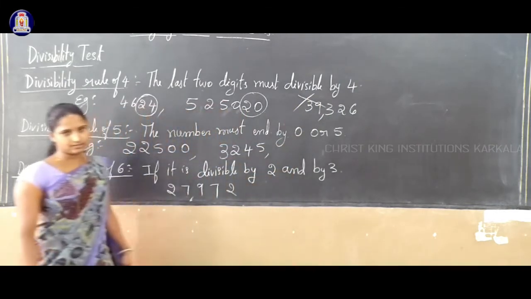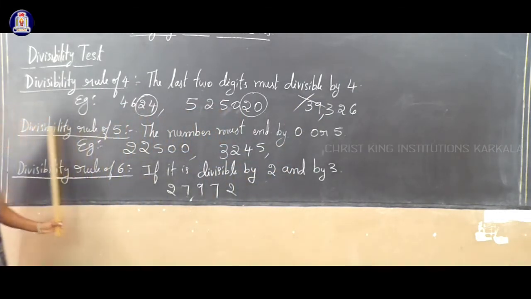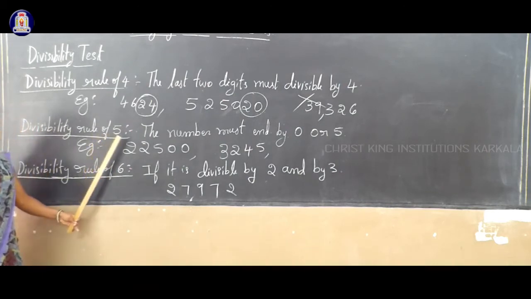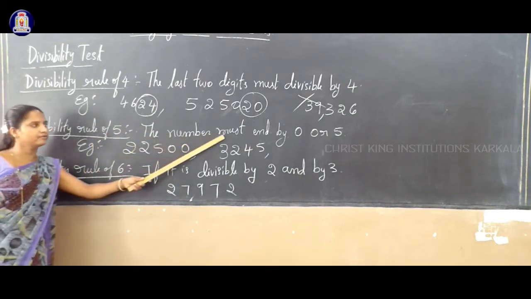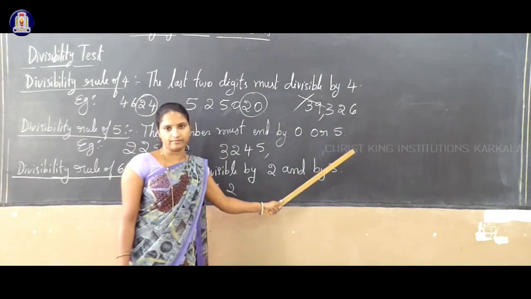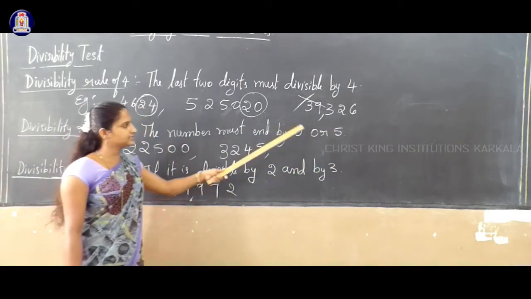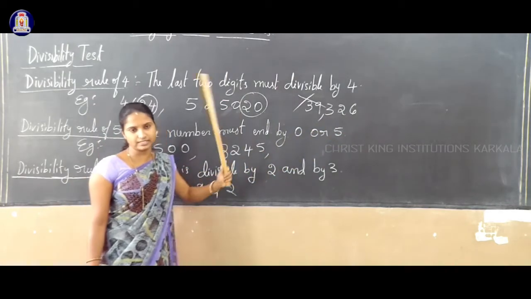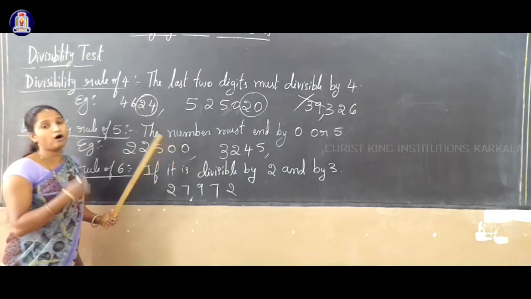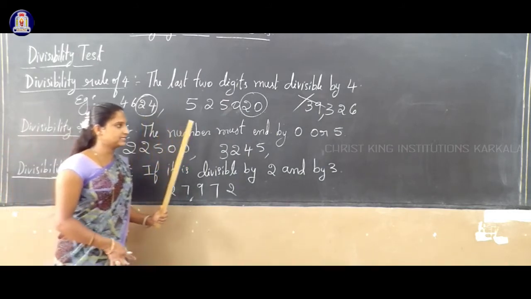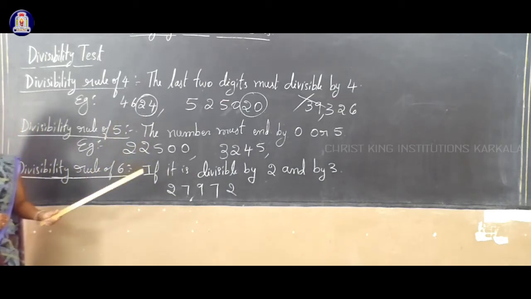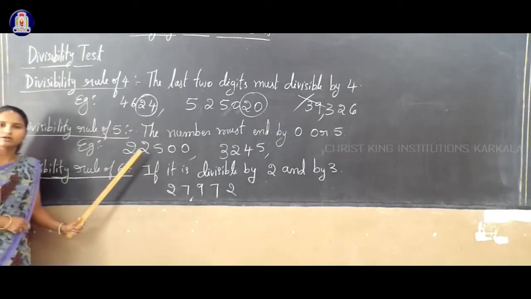Okay? Next rule, divisibility rule of 5. What is that? The number must end in 0 or 5. So you have to see the last digit. If the last digit is 0 or 5, then we can say that the given number is divisible by 5. Clear?